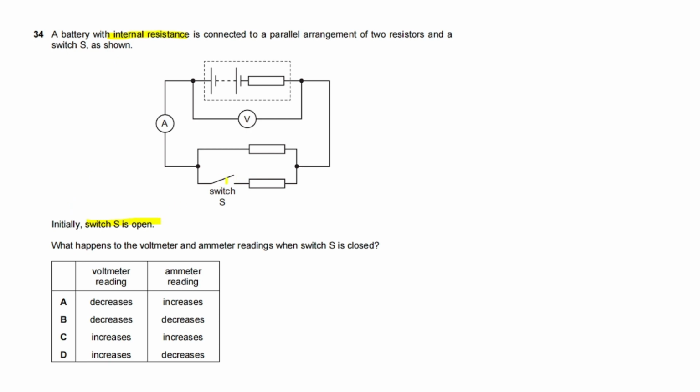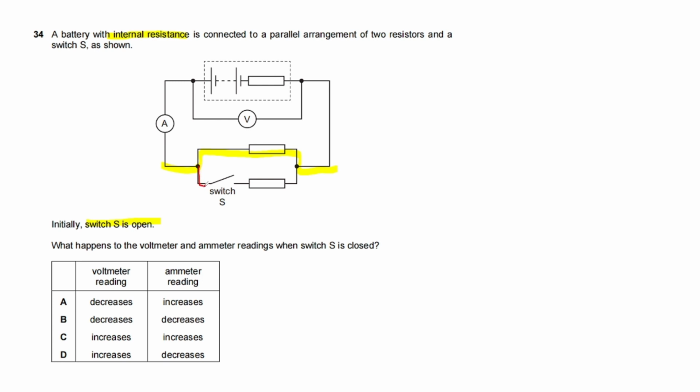Okay, so this one is open, so the current will pass through only this way. Okay, only this way is the correct passage. What happens to the voltmeter and ammeter reading when switch S is closed? So here the switch is actually a safety mechanism, and the switch is having a really low resistance so that the current will be passing, right?